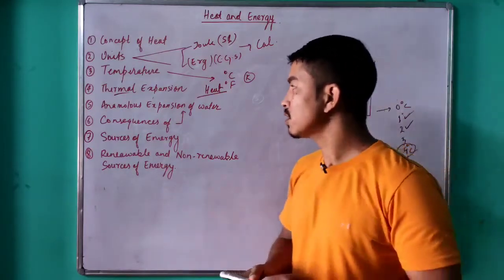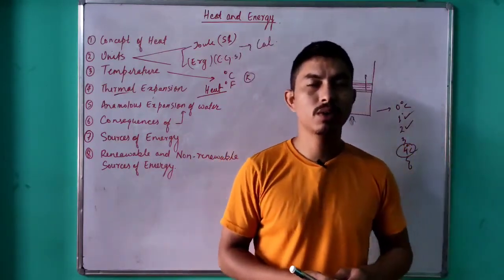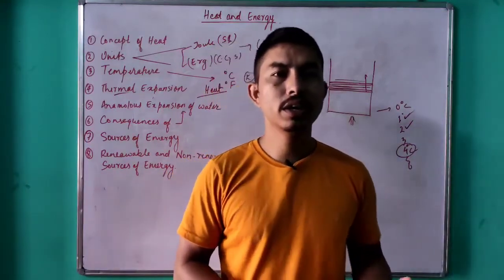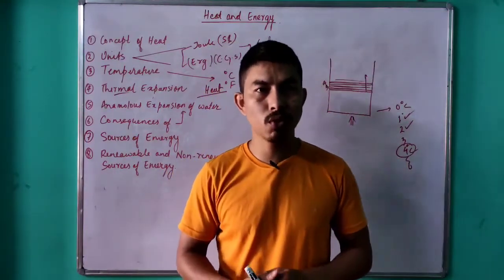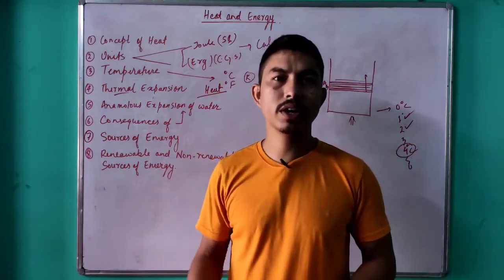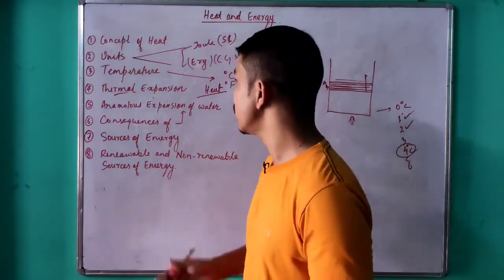So the anomalous expansion of water simply means that water, when heated initially, its volume decreases up to 4 degree centigrade, and after 4 degree, on further heating, its volume increases.